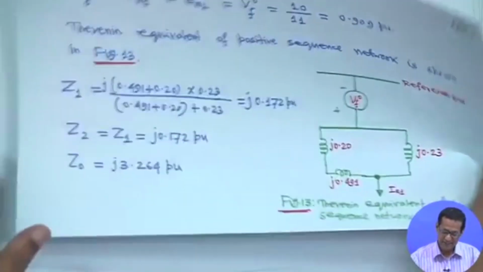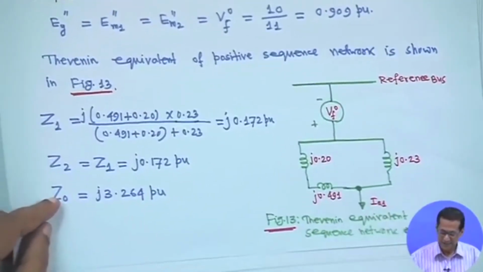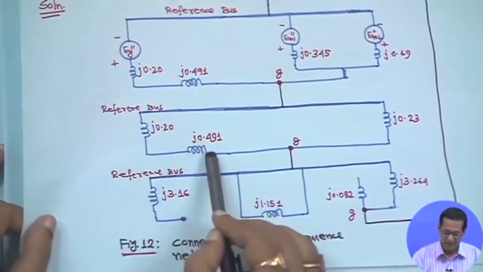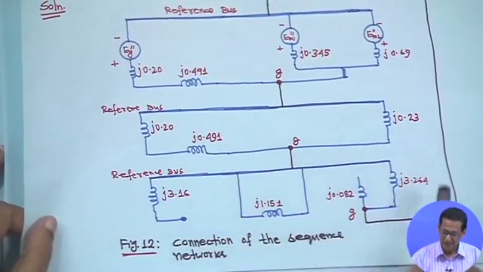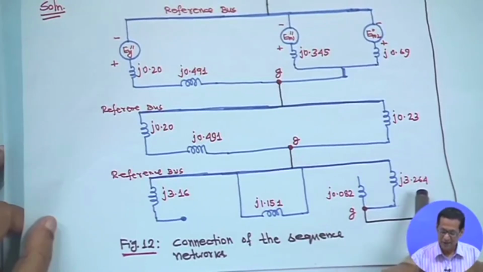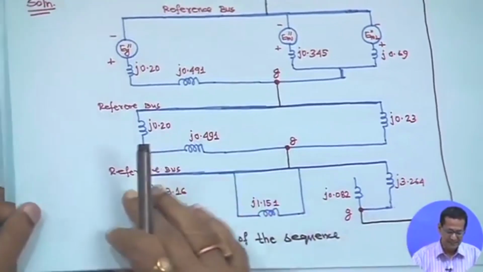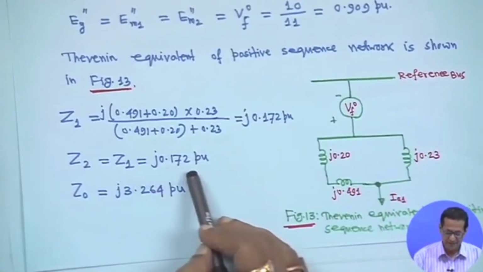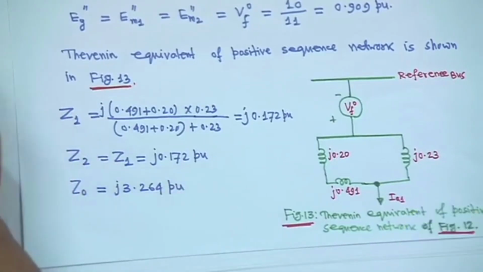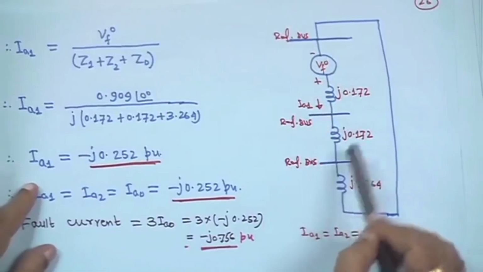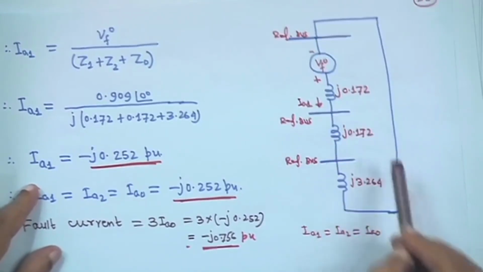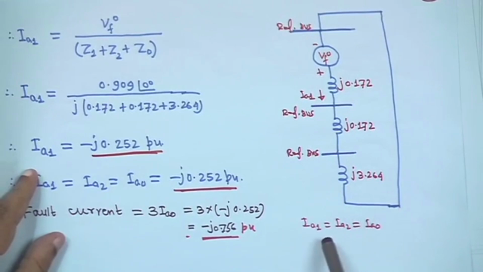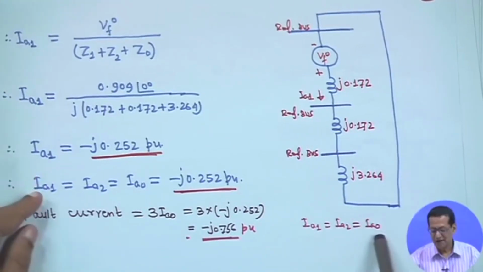This is the Thevenin equivalent. Similarly, you add these two, make the parallel equivalent, and in this case only j3.264 will come for the zero sequence. So the equivalent circuit will be this one. This is the reference bus, with j0.172, j0.172 and j3.264, and IA1 is equal to IA2 is equal to IA0.